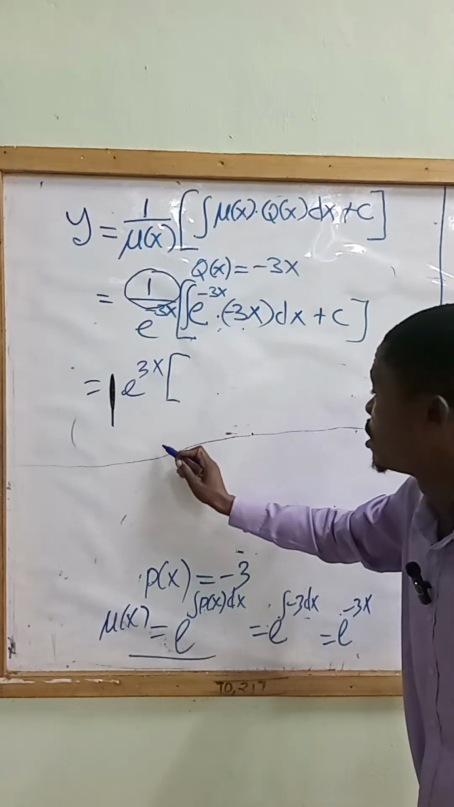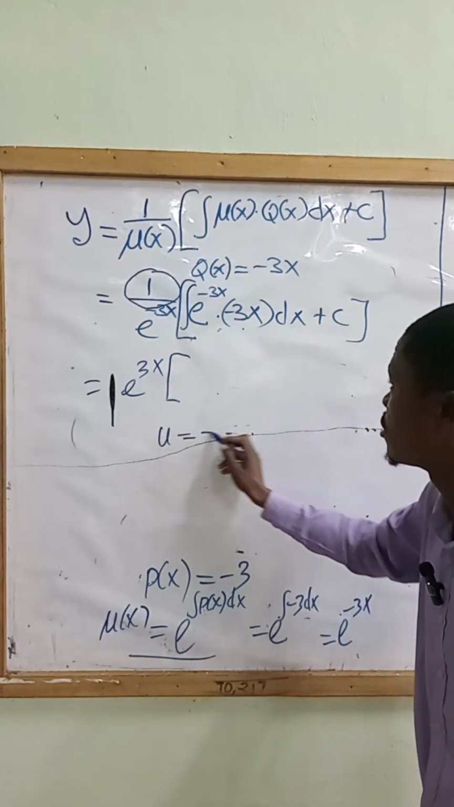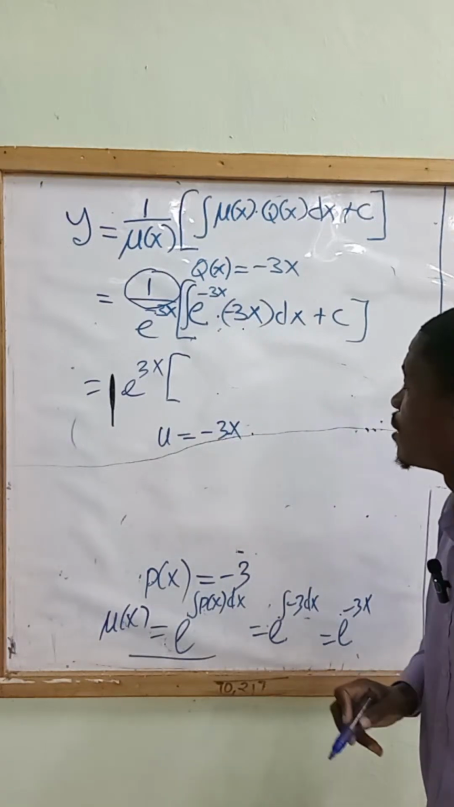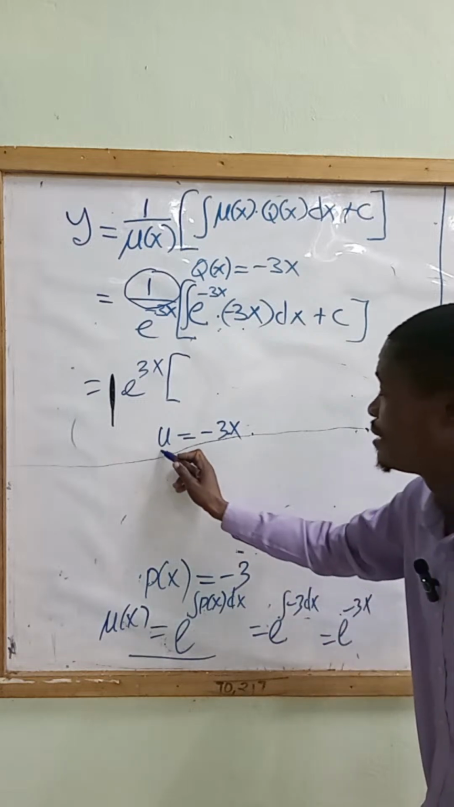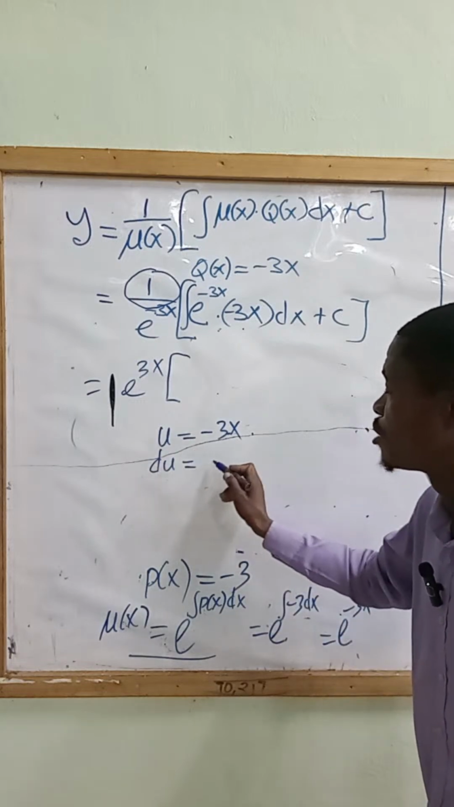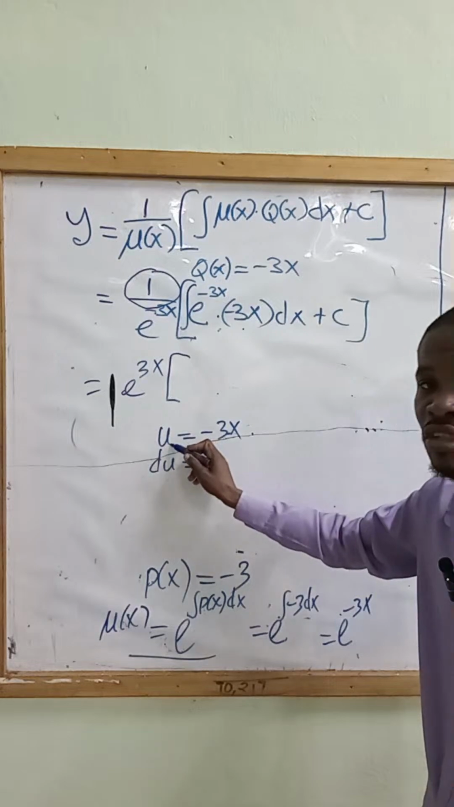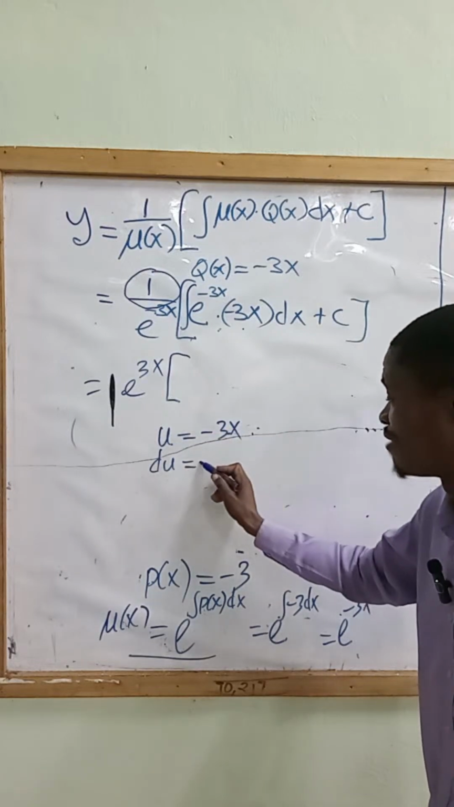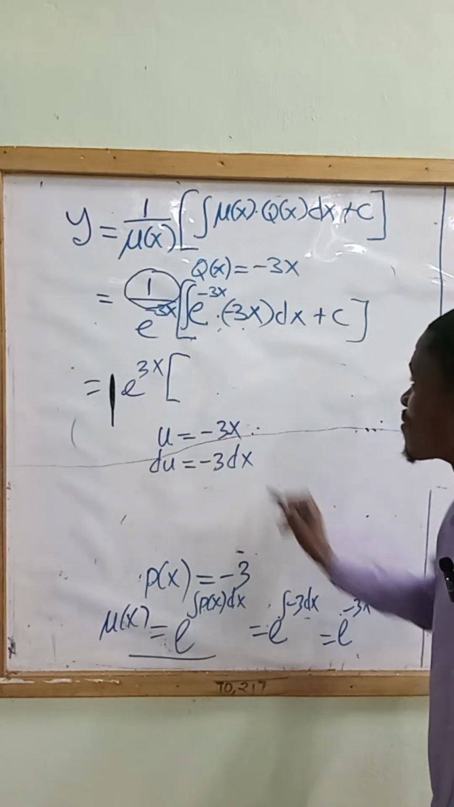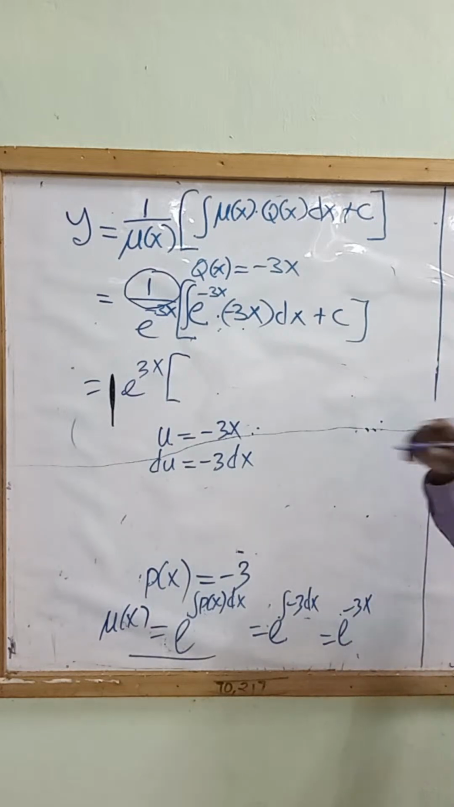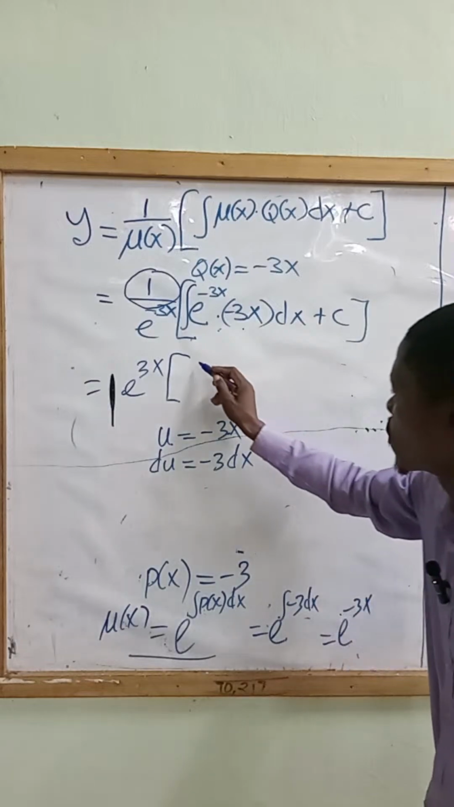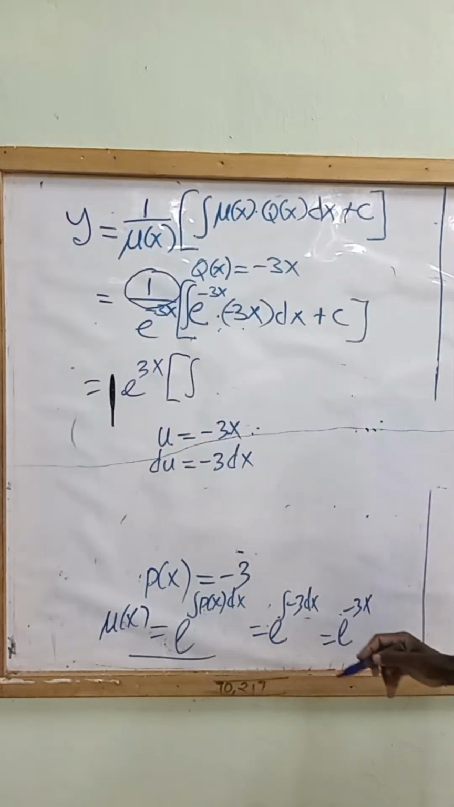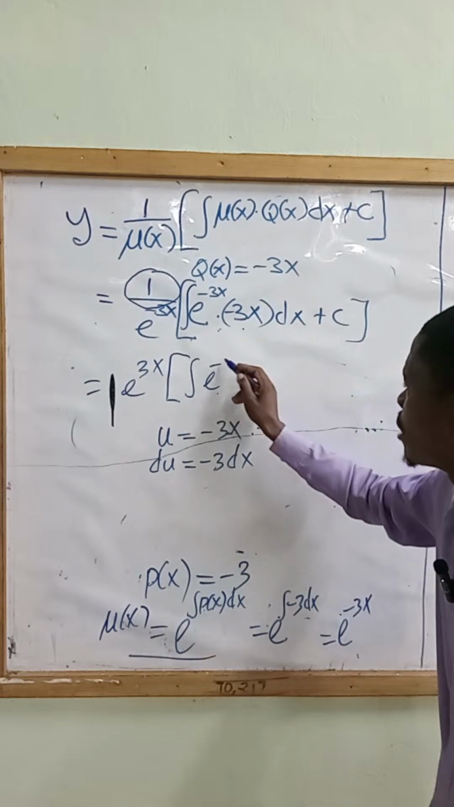I'm going to let u be equal to minus 3x. Let u be equal to minus 3x. And then the du is equal to what? If you differentiate u with respect to that function, you're going to have minus 3 dx. So I'm going to make a kind of adjustment to what we have here. This is e to power minus 3x.